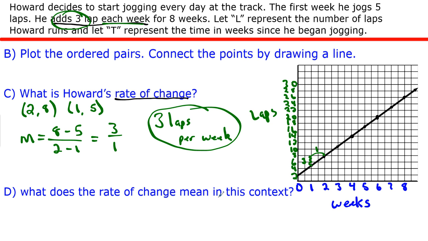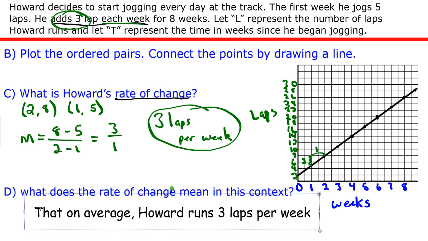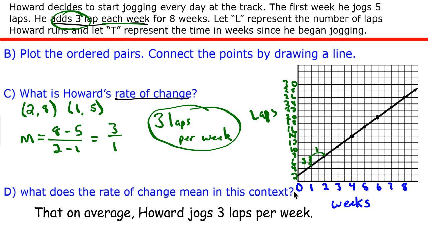What does that mean in context? Well, this is what it means in context. And I'm going to write a nice good sentence here using, of course, my typing mechanisms here. So what it means in context, we can say that on average, Howard runs 3 laps per week. That's all you got to do. Just put the rate of change in words in regarding to, of course, here, and it's actually not run. He actually jogs, so we probably should change that. That'll be making more better. Jogs. There we go. 3 laps per week. Or he increases his laps per week by 3. A lot of different ways you can interpret that context.